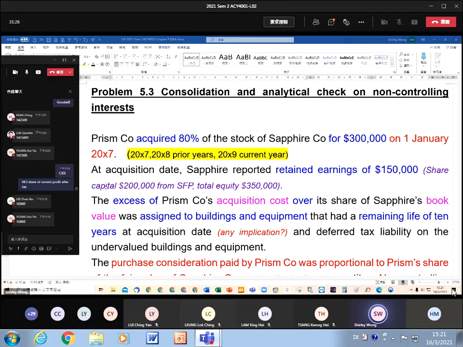Okay, so are you ready? Let me read the information together with you and see whether you can think about what it means. So here, there are 4 paragraphs. Let's read them one by one. The first paragraph says that Prism Company acquired 80% of the stock of the subsidiary company for 300,000 on 1st of January 2007. Just this first sentence gives you 3 pieces of information. First, the holding company acquired 80% of the subsidiary. Second, they give you the purchase consideration. Thirdly, they also provide the acquisition date.